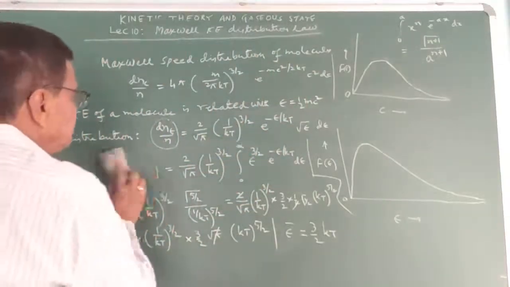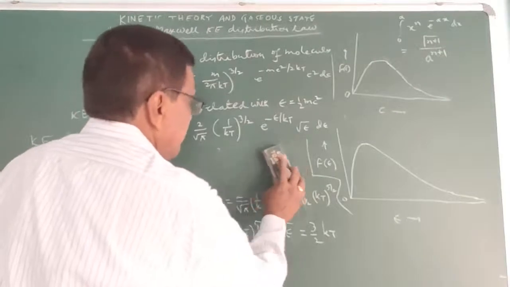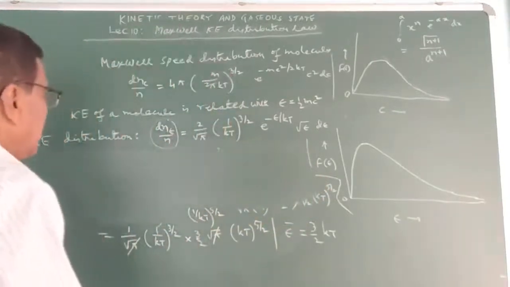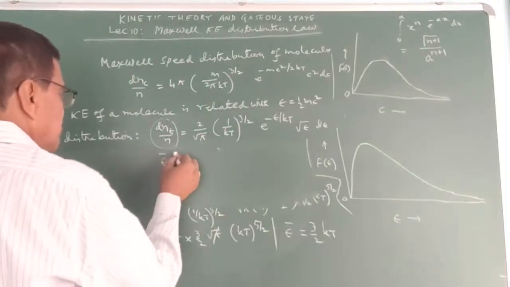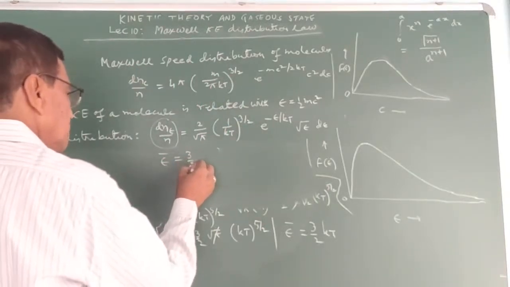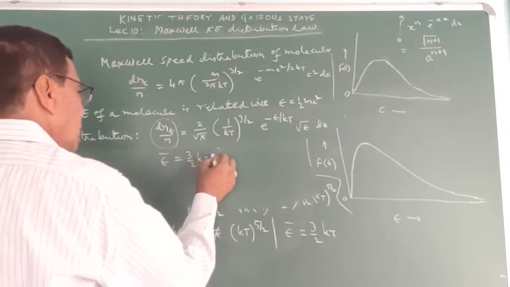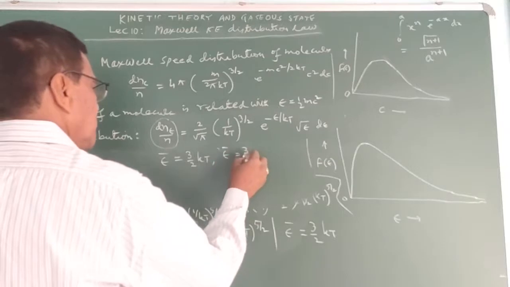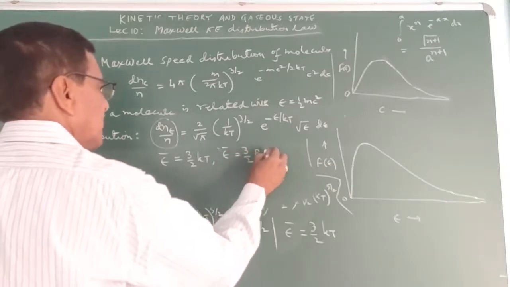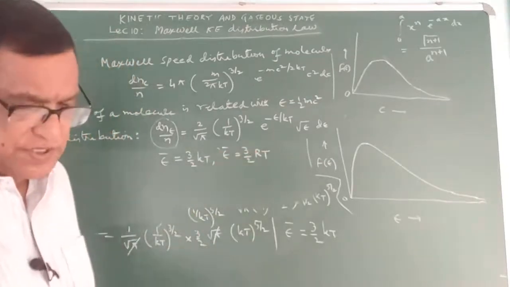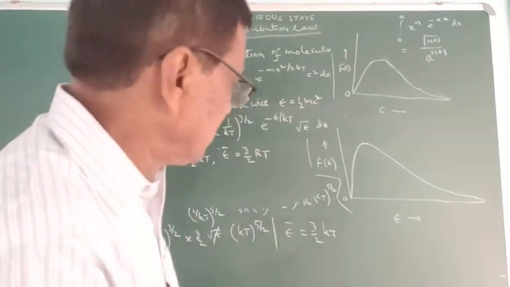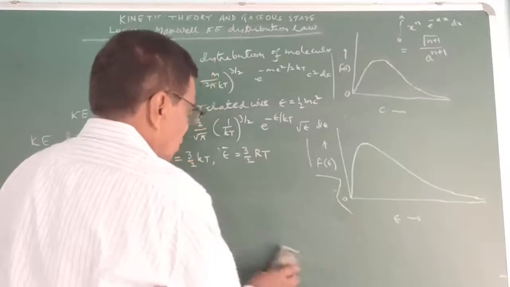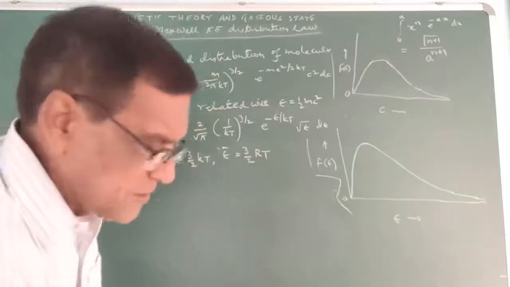So the average kinetic energy is equal to 3 by 2 kT, or you can write epsilon bar equal to 3 by 2 RT. R is the molar gas constant. So naturally you can do problems. If you like, then you can solve this problem.